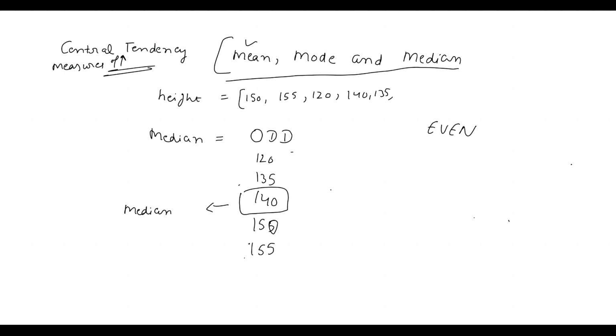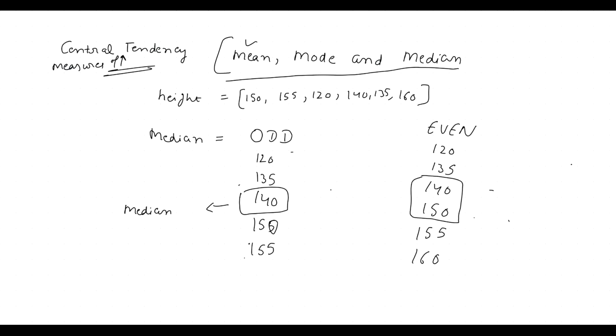So let's say I will add here 160. Okay, so we will add 160. So we will sort it first: 135, 140, 150, 155, and 160. In this case, you cannot pick up any middle value, right? Because this is even. So for this, you need to pick up these two values.